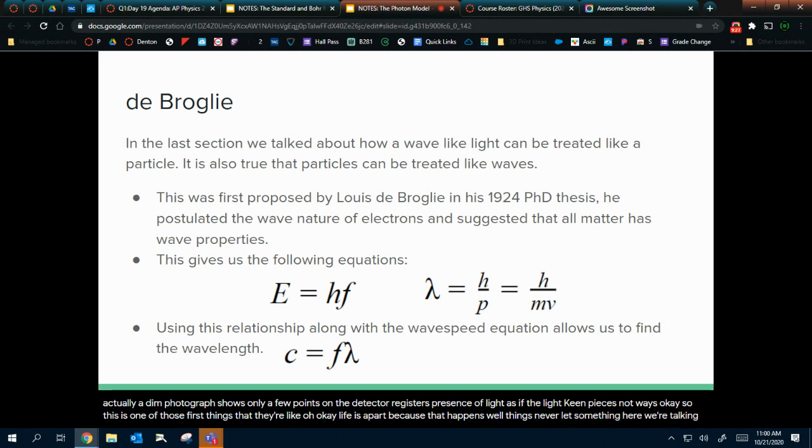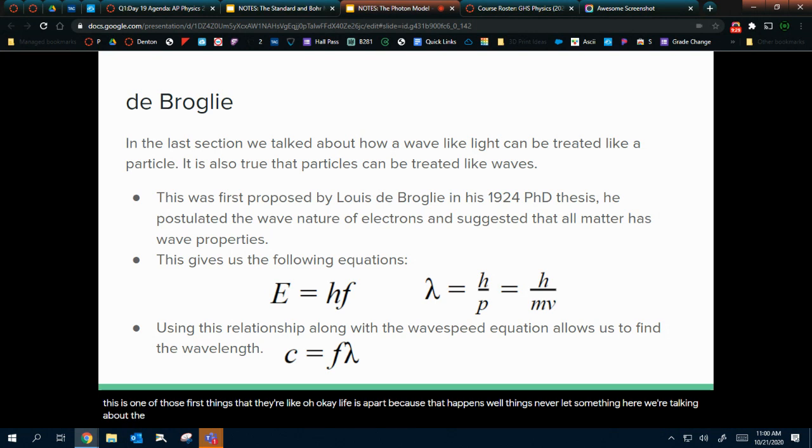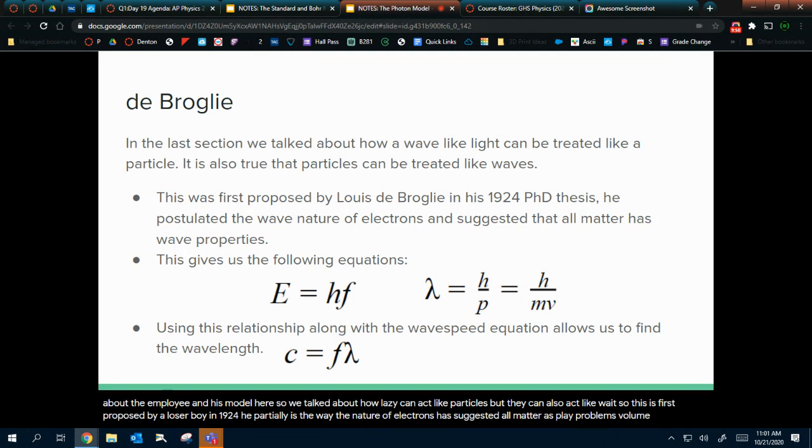Here we're talking about de Broglie and his model. So we talked about how waves can act like a particle, but particles can also act like waves. So this was first proposed by Louis de Broglie in 1924. He postulated the wave nature of electrons and suggested that all matter has wave properties. This gives us the following equations. So these are equations that we're going to use in this class. They're the first ones I've given you, I think, for this unit.